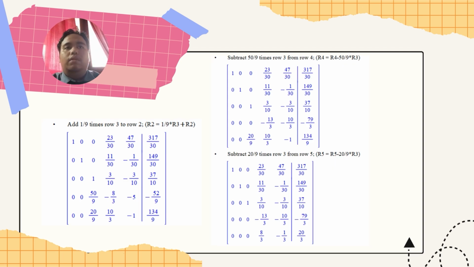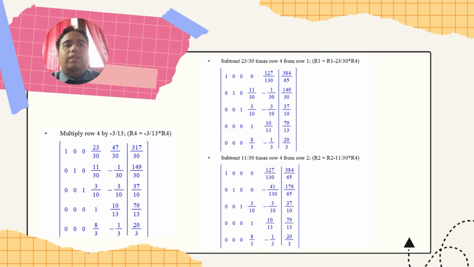Continuing to clear our third column, we now work on the remaining element using our leading one. We add 1 over 9 times row 3 to row 2 to make the element in the second row, third column become 0. Then, we proceed to eliminate the elements below the pivot. We subtract 15 over 9 times row 3 from row 4 and subsequently subtract 20 over 9 times row 3 from row 5.